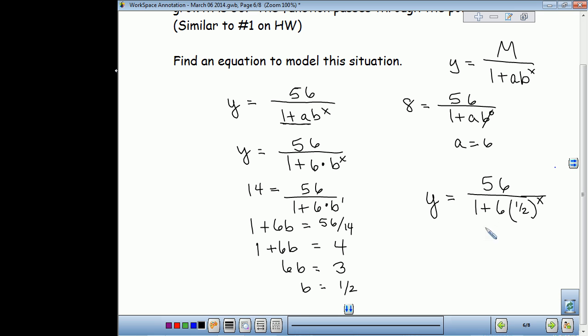Let's graph that on our graphing calculator. We know the y's need to go up to at least 56, so let's let our y min be like -10 and our y max be 60 and maybe count by 5s. Let's take a look and see what this graph will look like. It looks exponential, but do you see it levels off?